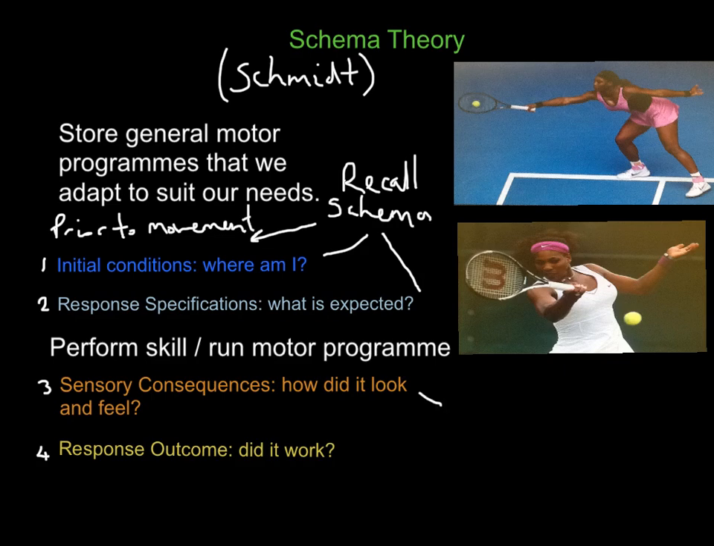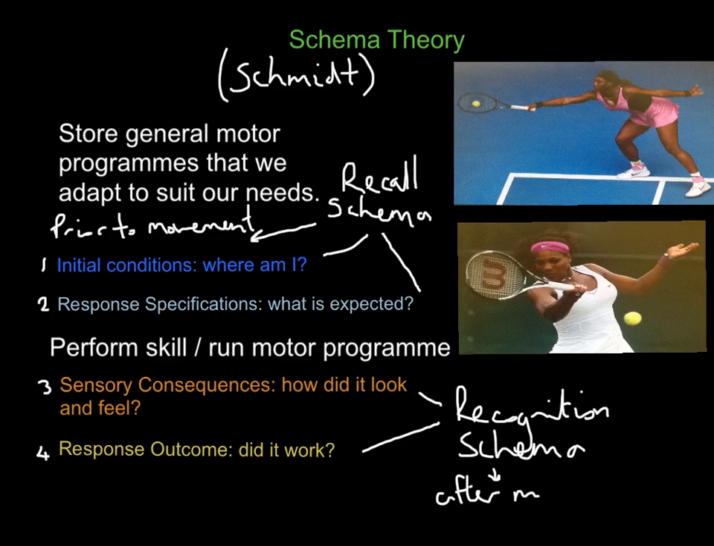Okay, these 2, in contrast to that, are called recognition Schema. Okay, and these 2 take place, as you'd expect, after the movement. You're recognising what's worked and what hasn't. Here, you might be recalling what you did last time. When I was last in this situation, what was expected of me? So I'm recalling what I did. Now I'm recognising, did it work? Okay, that's Schema theory.